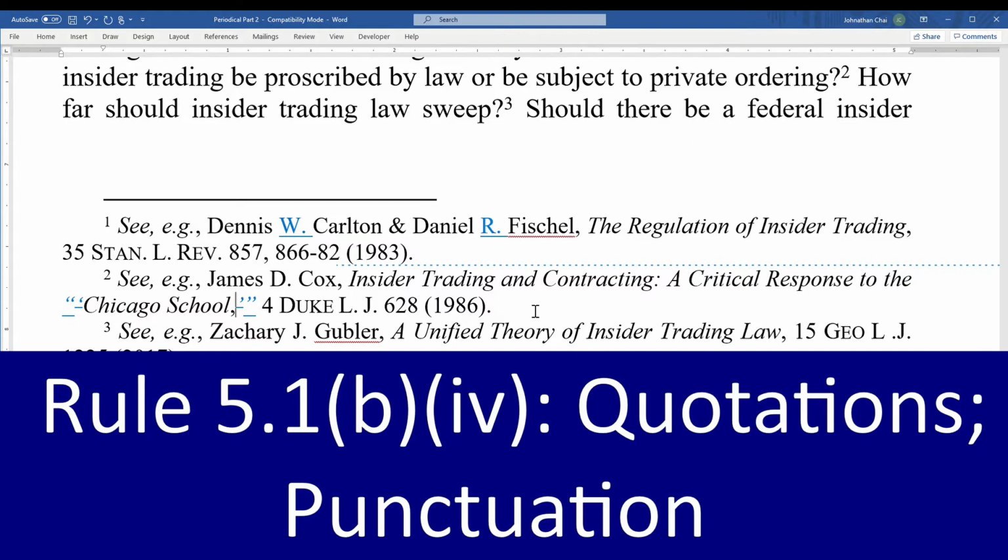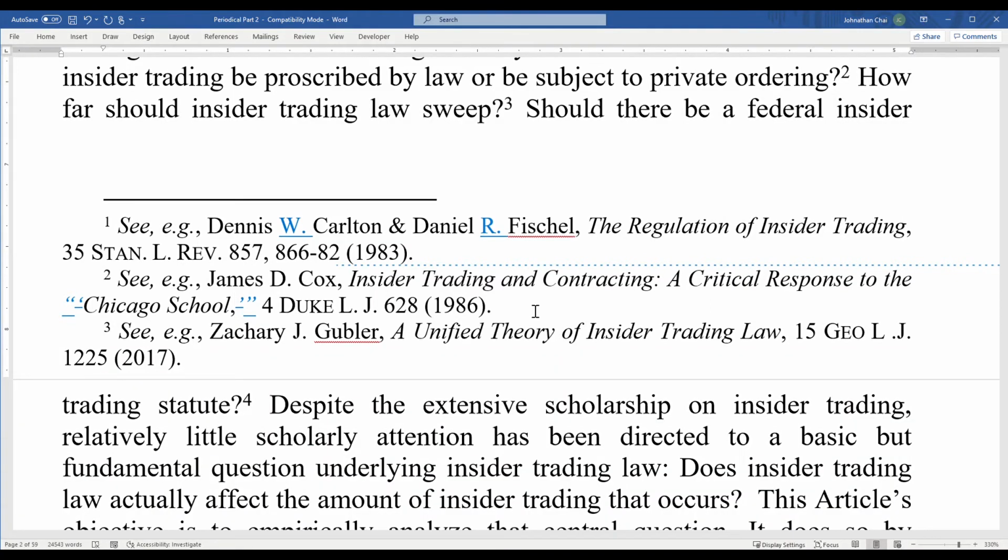5.1b4 states that commas should always be placed inside quotation marks. Since this comma is not part of the original title but used to indicate the end of the title, this comma is not italicized. But the closing quotation mark is part of the original title, so it is correctly italicized.